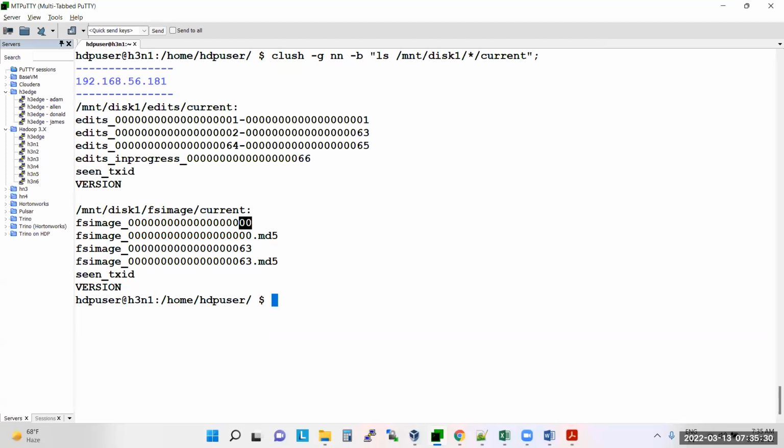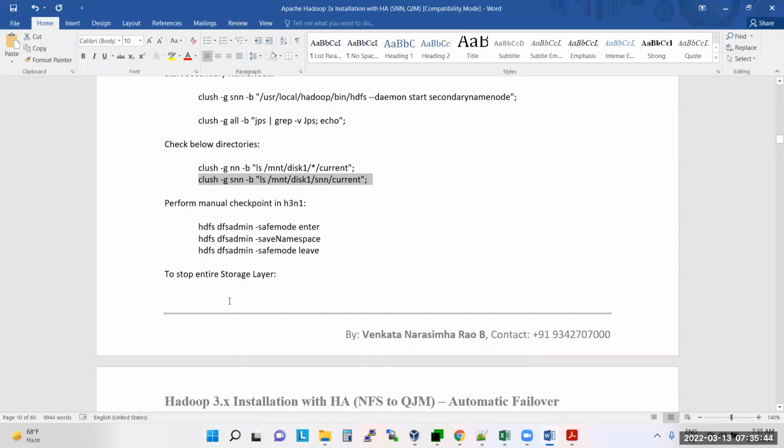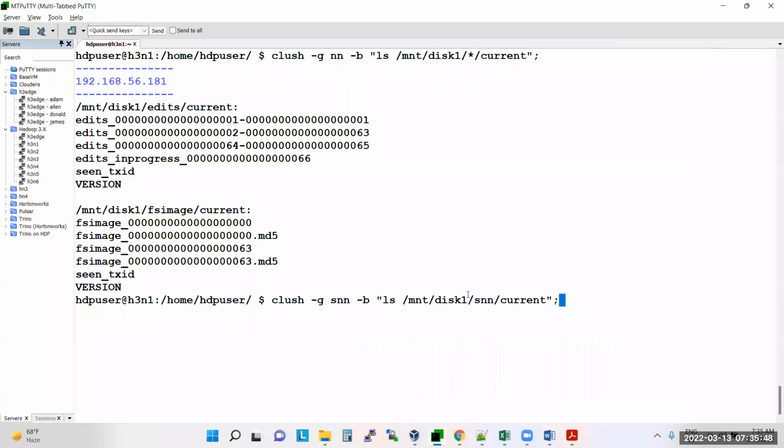00. Yes or no? Now you see our Excel. This is the 00 FS image. Now, let us perform this operation. We just created the MNT disk one SNN directory. Now you run the above command also.